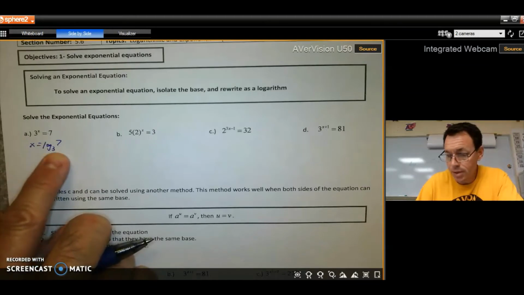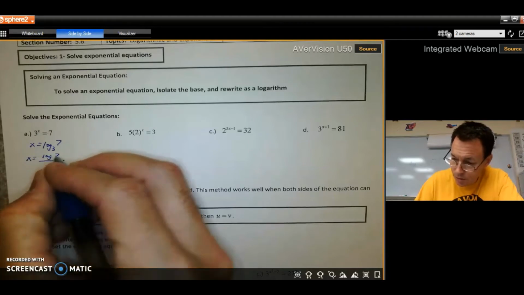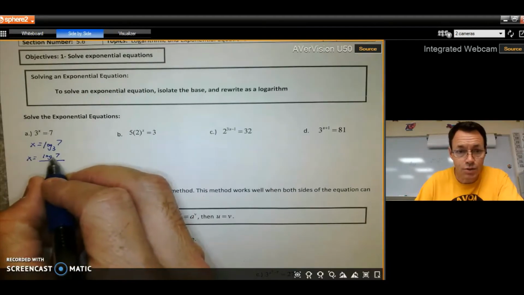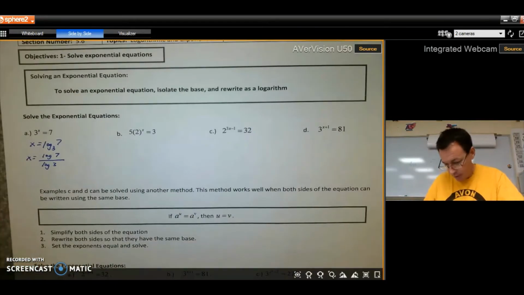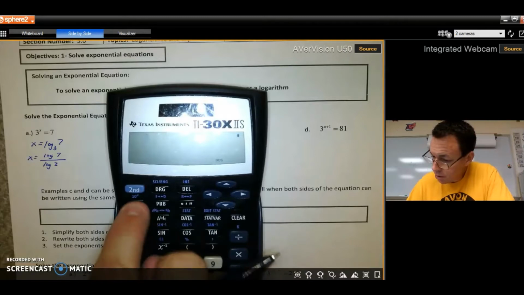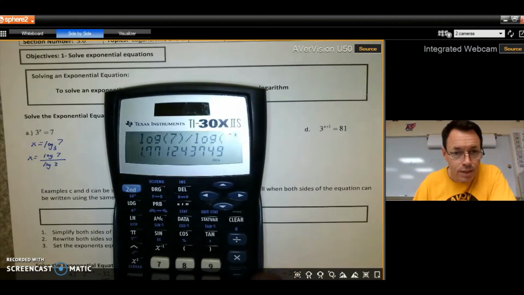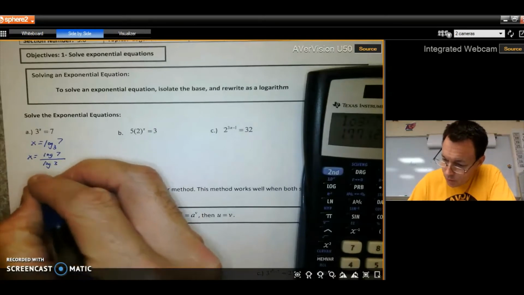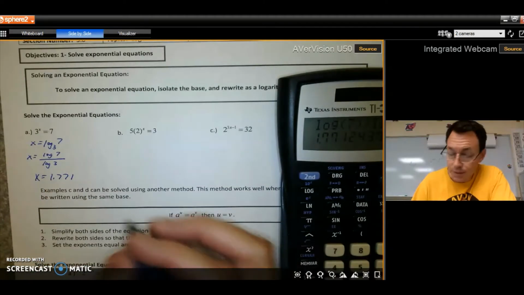Well, the other day we learned something called the change of base formula so that we could do this in our calculator. So x equals the log of 7, so the regular common log, or you could even do the natural log of 7, divided by the log of 3. And we're going to put that in our calculator. So let me grab my calculator right here. So it's just log 7, close my parentheses, divided by the log of 3, close my parentheses, and I get 1.77-ish. x equals 1.77. Okay, and that's it. That's your answer.